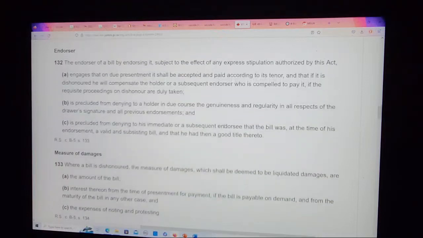Endorser, 132. The endorser of a bill, by endorsing it, subject to the effect of any express stipulations authorized by this act, A, engages that on due presentment it shall be accepted and paid according to its tenor, and that if it is dishonored, he will compensate the holder or a subsequent endorser who is compelled to pay it, if the requisite proceedings on dishonor are duly taken.